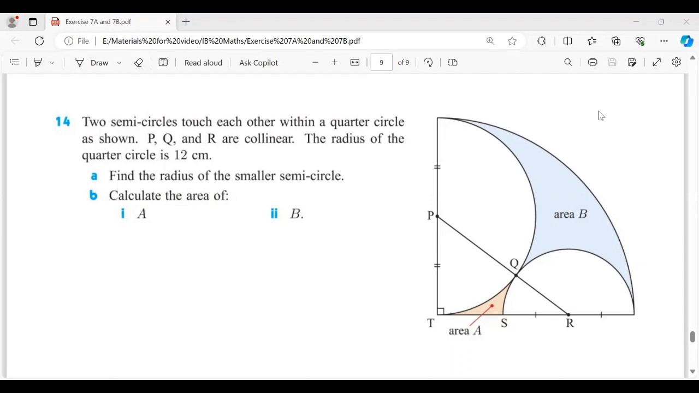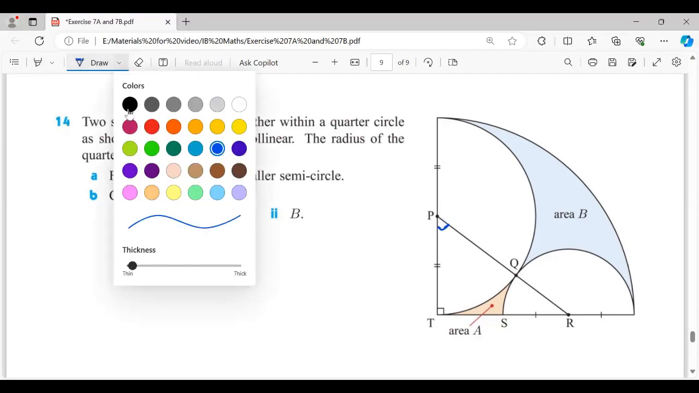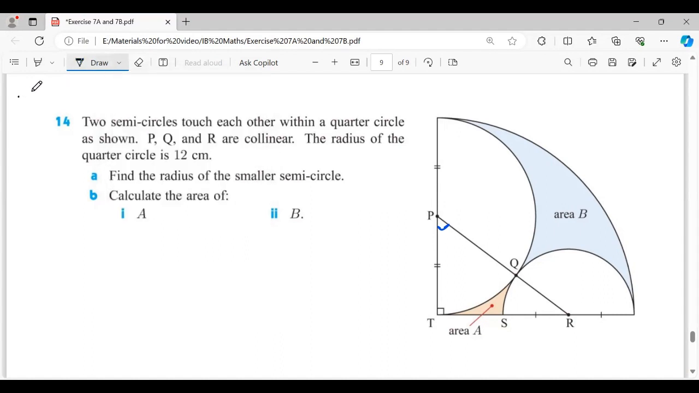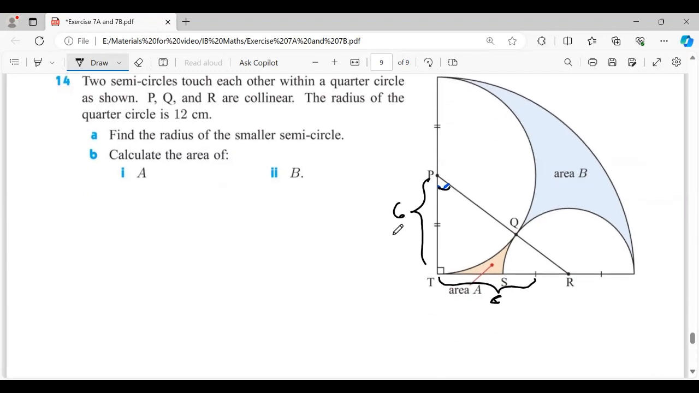Right. Firstly, I'm going to find the angle of this one, P. I'm going to change to black. I'm going to find this angle P. Based on this information, the radius of the quarter circle is 12 centimeters, so this is 6, and as well, this is 6. If this is 6, it means this is 2.